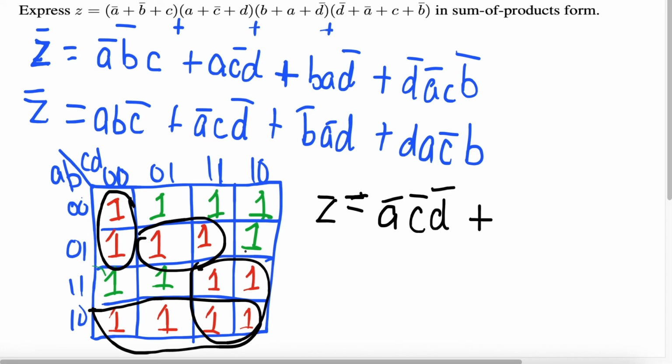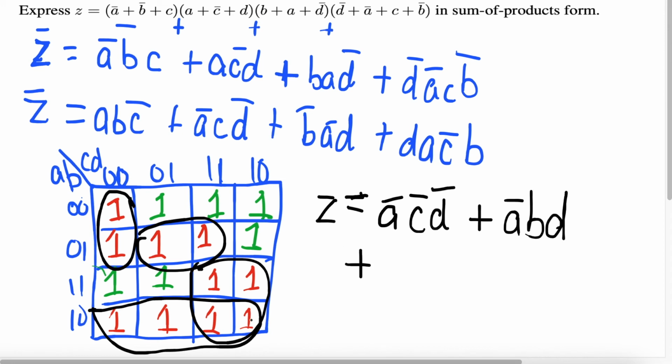Then we have these two middle ones, and let's see what stays the same. A is always 0, and B is always 1 for these two ones, so we can go ahead and put A bar, B. And let's see what changes between C and D. C changes from 0 to 1, so that cannot be used in our formula. But D always remains as 1, so we can go ahead and add a D over here, right?